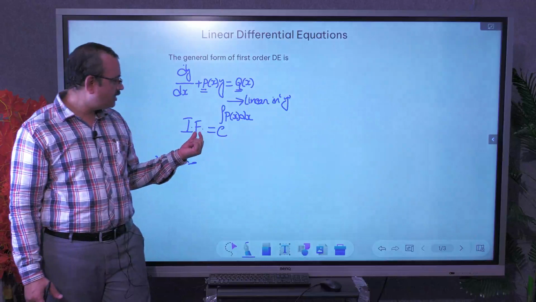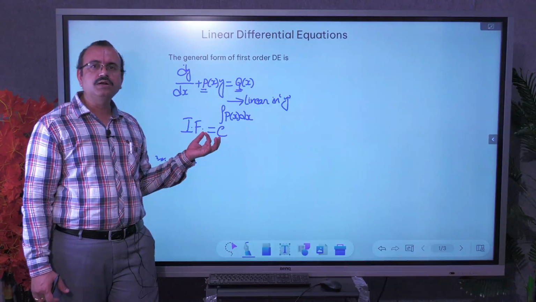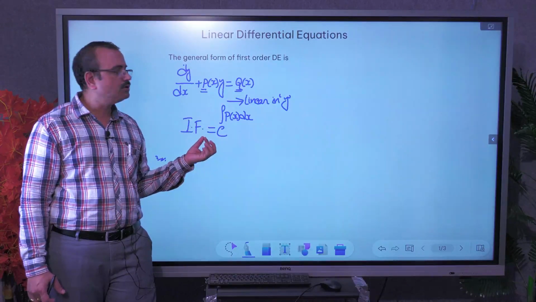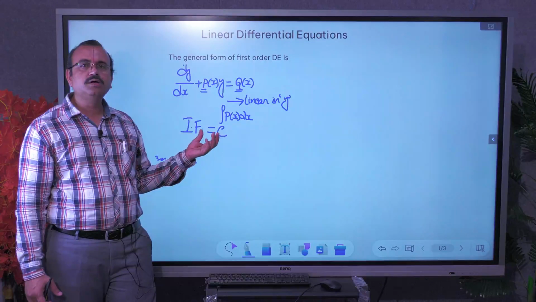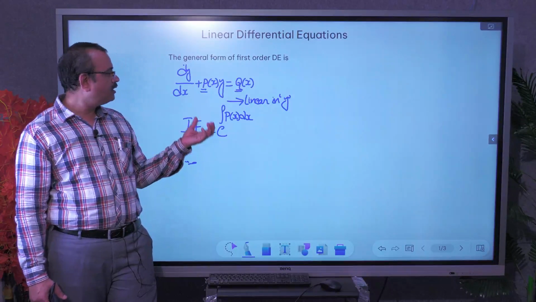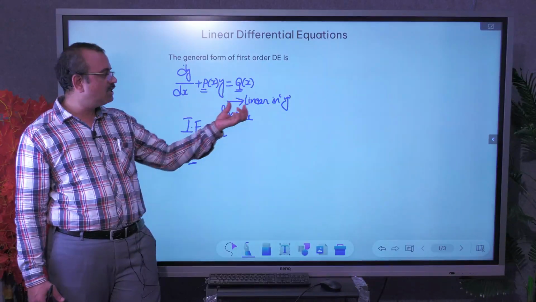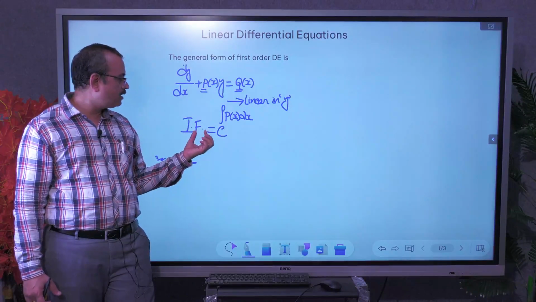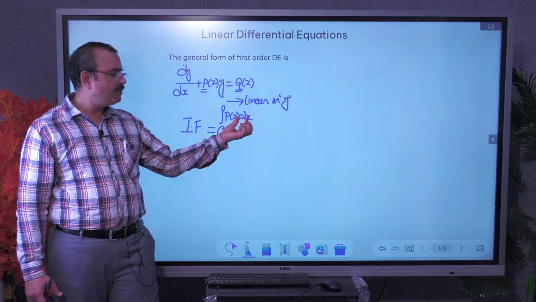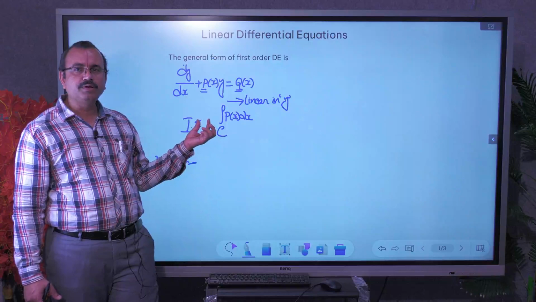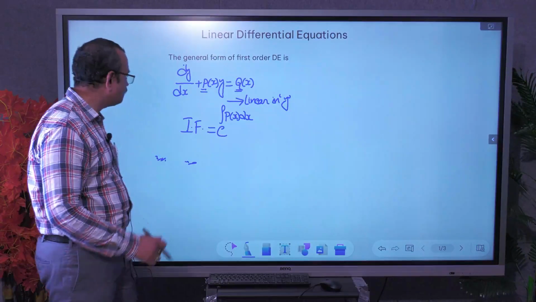So let me once again repeat. Integrating factor is nothing but a function. By multiplying the given equation with this function, the equation gets transformed into an exact differential. So that is the definition of an integrating factor. Now especially for this type of equations, linear differential equations which are linear in y, the integrating factor is defined as e power integral of p of x dx. Now we will see what will happen if we multiply this differential equation with this integrating factor on both sides. That we will check now.